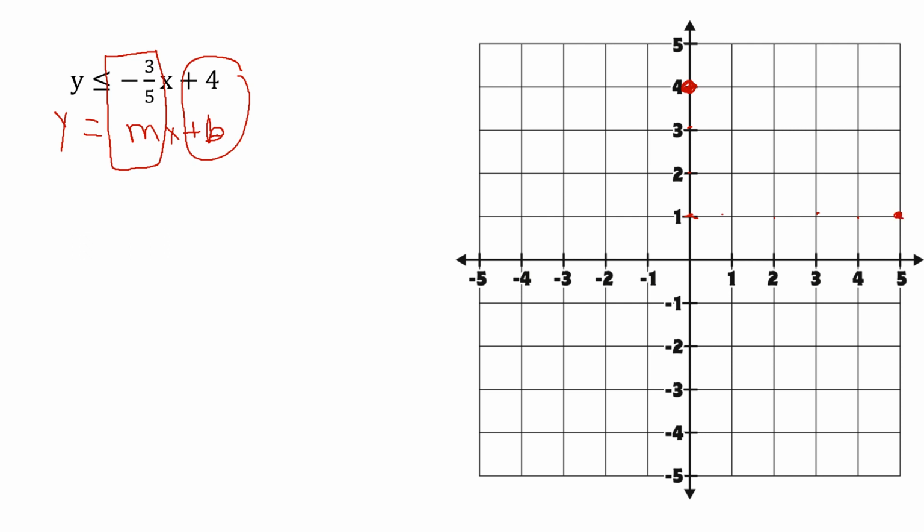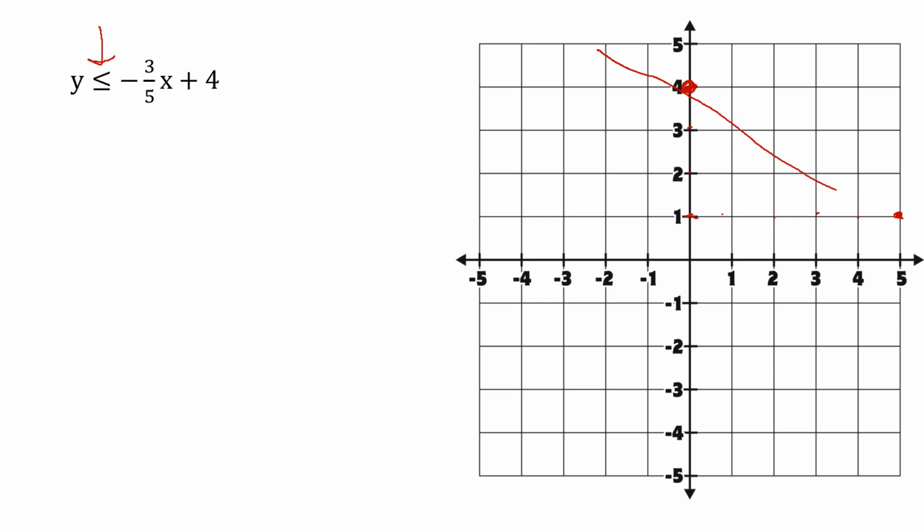There's my second point. Now in this case, y is less than or equal to. So less than or equal to, I'm going to use a solid line. If it's just less than, it is a dotted line. If it is less than or equal to, it's a solid line.